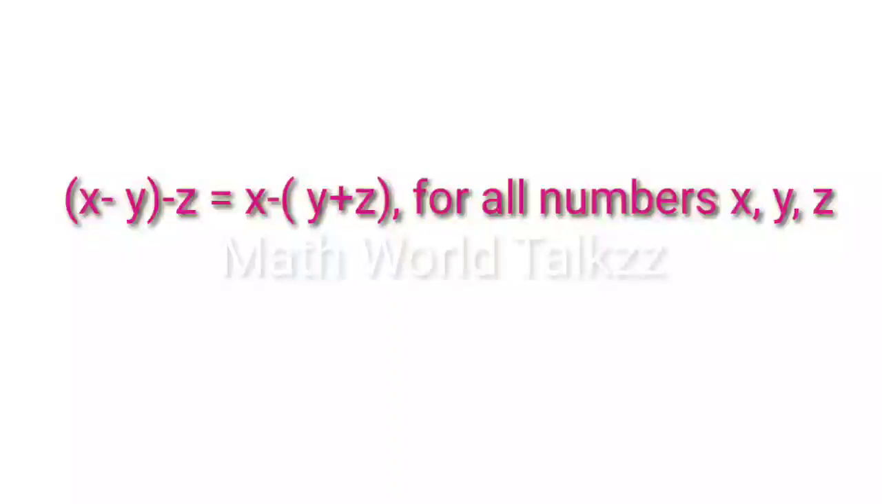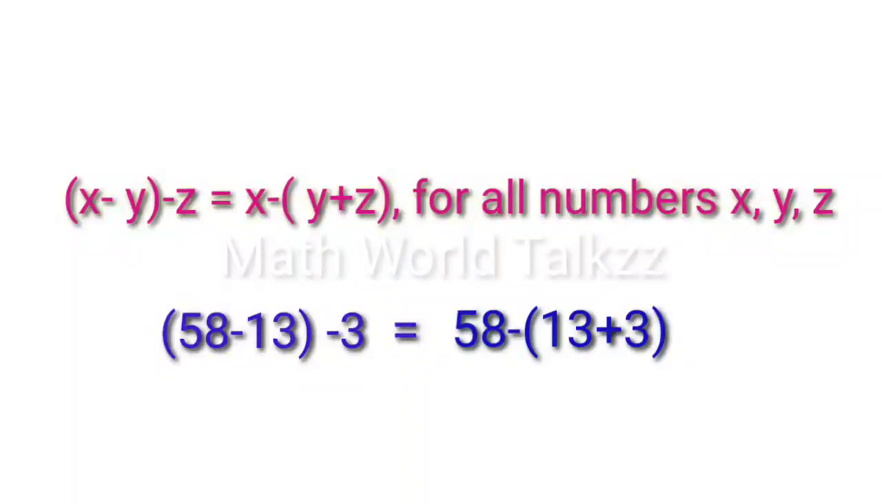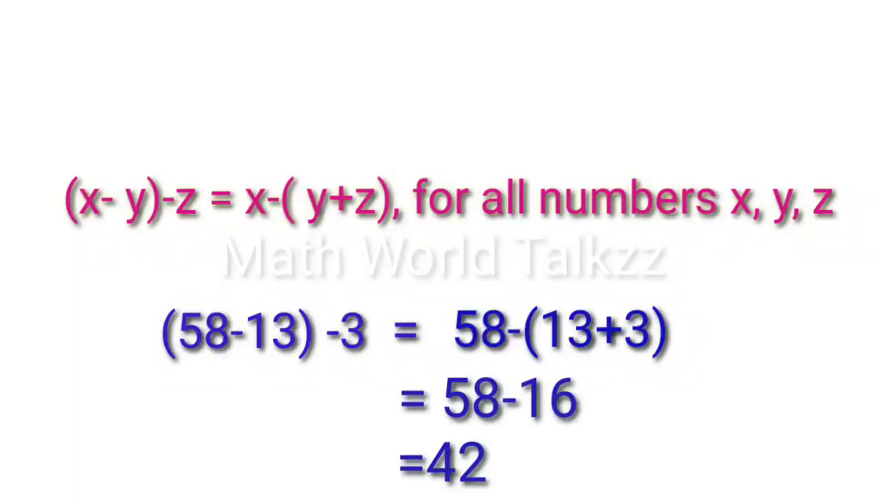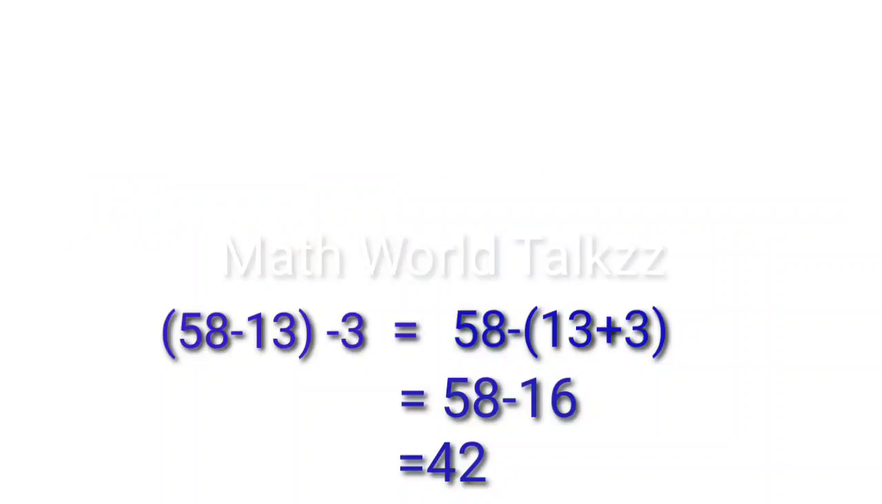Okay, we can check with one example. Here we want to subtract 13 from 58, then 3 from the answer. Instead of this, what can we write? We can write 58 minus, inside the bracket, 13 plus 3. Now we can do 13 plus 3 easily, is it? So 16. So 58 minus 16 is 42.